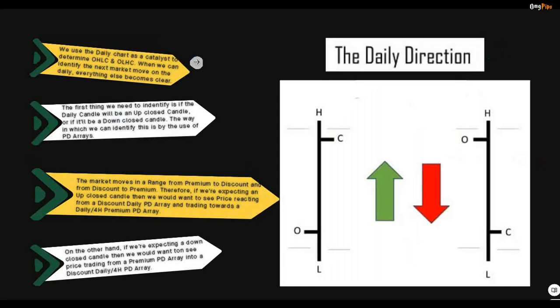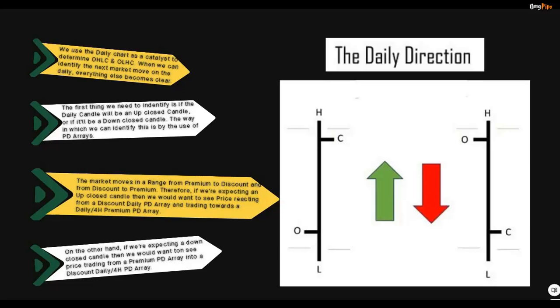We use the daily chart as a catalyst to determine bullish and bearish. When we can identify the next market move on the daily, everything else becomes clear. The first thing we need to identify is if the daily candle will be an up-closed candle or if it will be a down-closed candle. The way in which we can identify this is by the use of PD arrays.